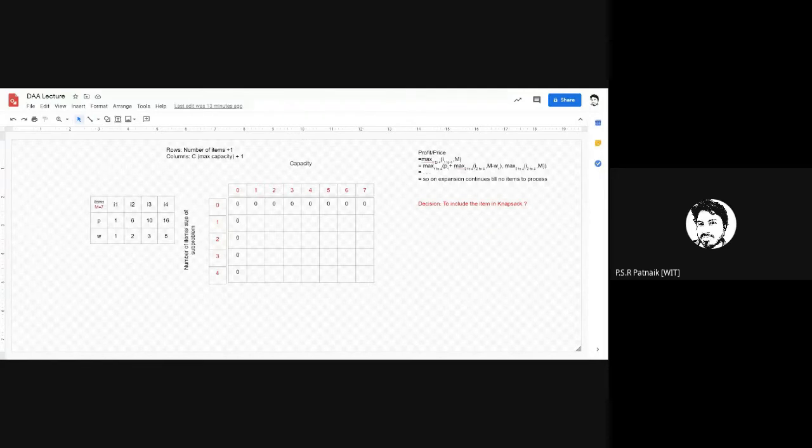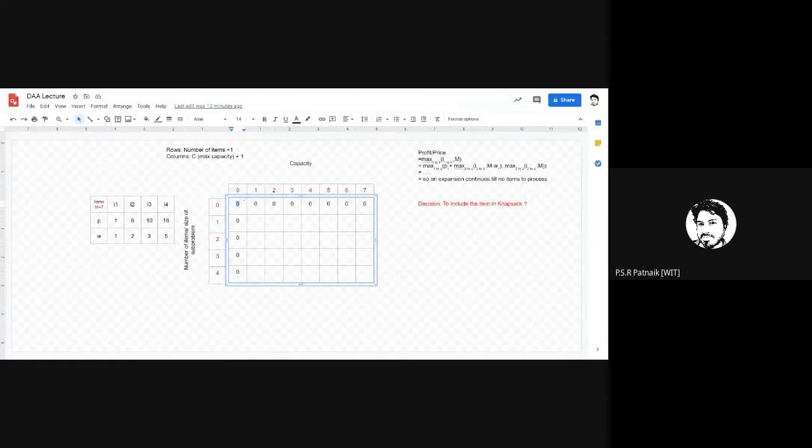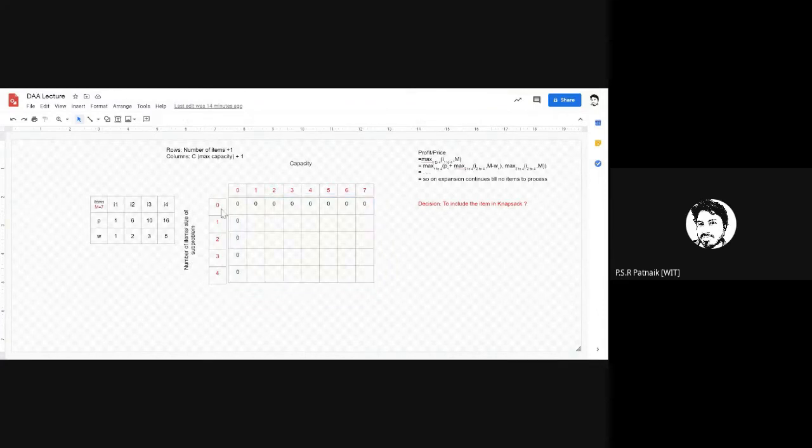So when I say 0, what does this cell represent? This cell represents the maximum profit I'll have if the number of items in my subproblem is 0 and the sack capacity is 0. So the profit is 0. Likewise, when the number of items in my problem is 1 and the sack capacity is 0, what's the max profit? 0. So likewise, this entire column will be 0. If the sack capacity is 0, no matter how many items we have, the profit would be 0. And if I have 0 items to process, no matter the size of the knapsack, the profit I can earn is always 0, right?